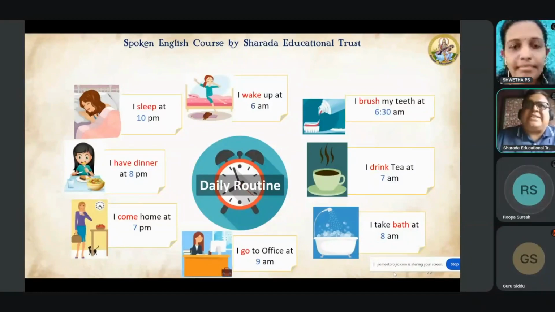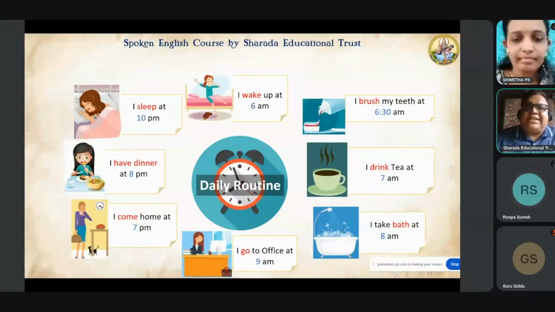Now it is all very simple up to lesson 2, lesson 3. It is all easy. But once we cross that, then you will have tenses. Then you will realize that you are making mistakes in telling.